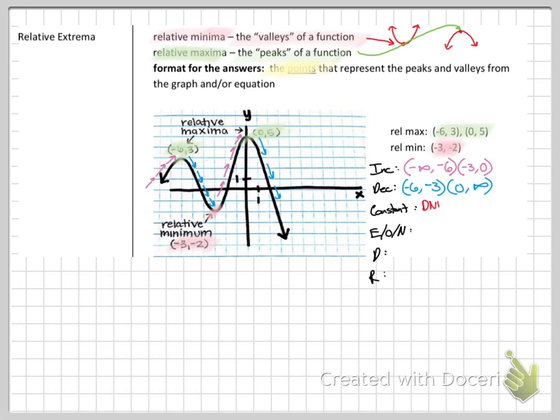Get used to using does not exist for things. Even, odd, neither. Well, I don't have the equation, but remember I told you how to look at it visually. If I fold it on the y-axis, they're not going to line up. And if you flip your paper over, it's going to look totally different. So this is N for neither.